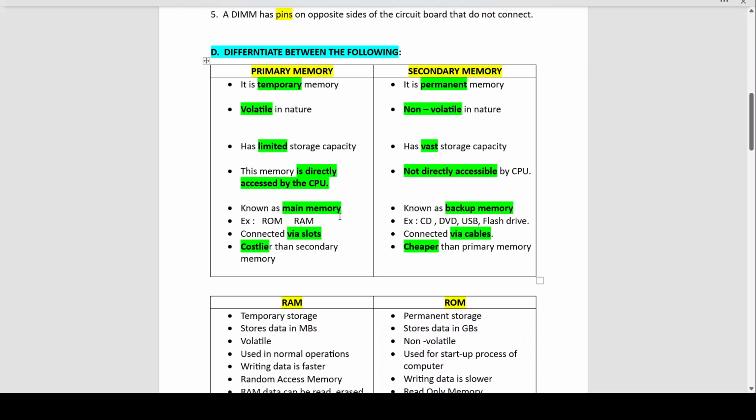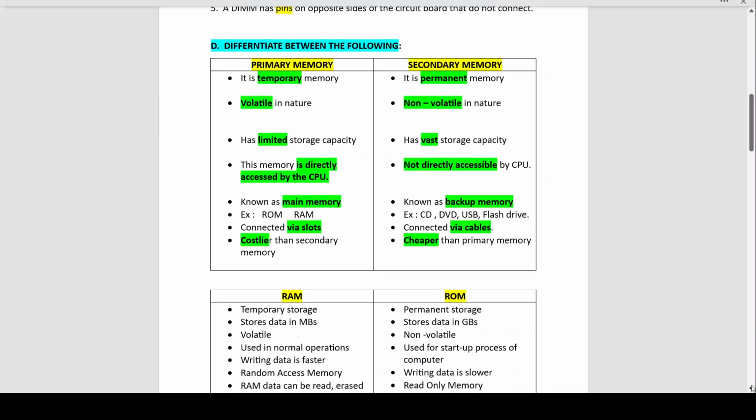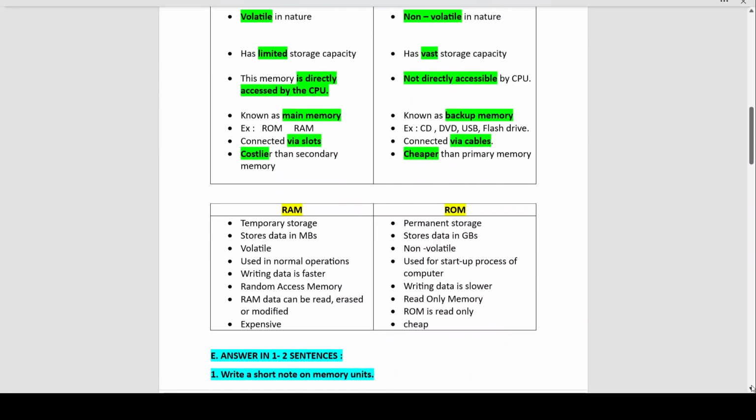Primary memory is also known as main memory, and its examples are ROM and RAM, whereas secondary memory is known as backup memory, and its examples are CD compact disc, DVD, USB, and flash drives. Now, primary memory is connected via slots, whereas secondary memory is connected via cables. Primary memory is costlier than secondary memory, but secondary memory is cheaper than primary memory. Now, all the points highlighted in green have to be kept as your highlighted points. And if you memorize these highlighted green points, you can easily elaborate and write your difference.